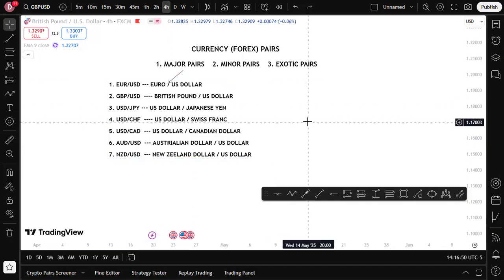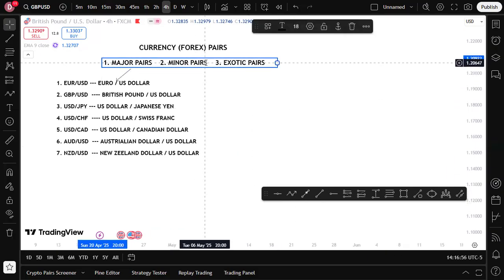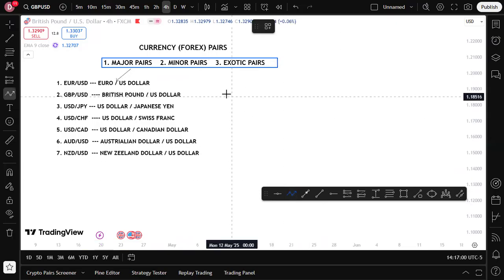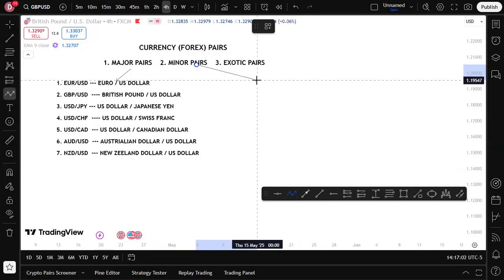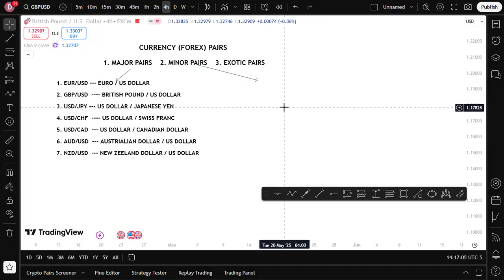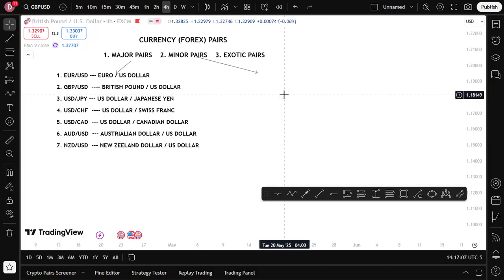They have less volume when compared to other currency pairs. Now let's move to the second one, which is the minor pairs. So for the minor pairs, these are currency pairs that do not involve the US dollar, but consist of the other two major currency pairs.